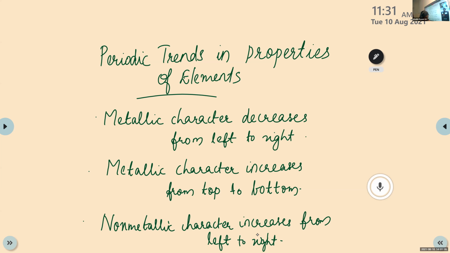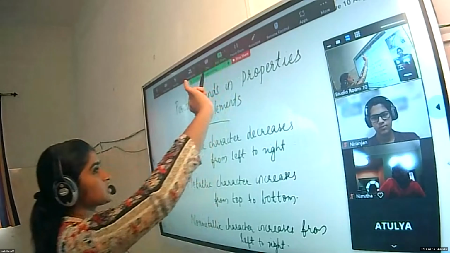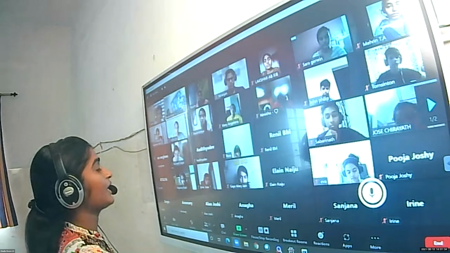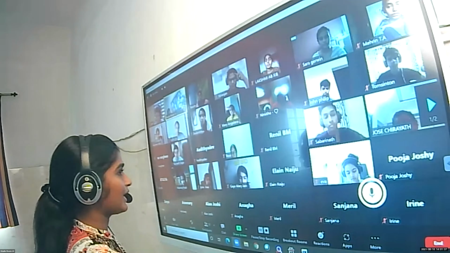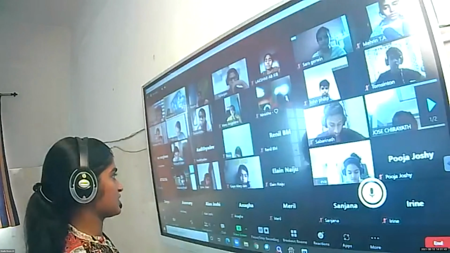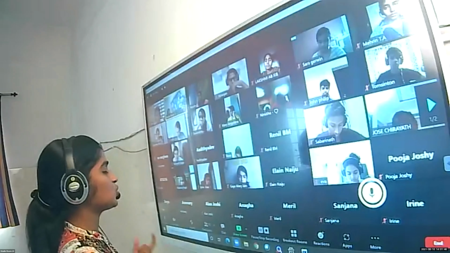Okay. So before that, we can discuss the general trends in the properties of elements. Compared to all other elements, group 1 and group 2 elements have high reactivity towards chemical reactions. Can you tell me the names of these groups? Alkali metals and alkaline earth metals, right? So group 1 and group 2 elements have high reactivity towards chemical reactions.